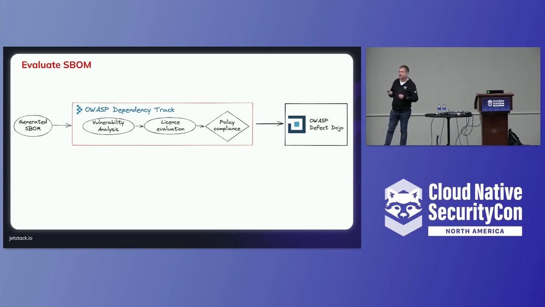This particular client is also trialing another OWASP tool called Defect Dojo. The intention is that this will help them manage the vulnerabilities that have been discovered, and mitigate those vulnerabilities that have been discovered in the images that have been processed.